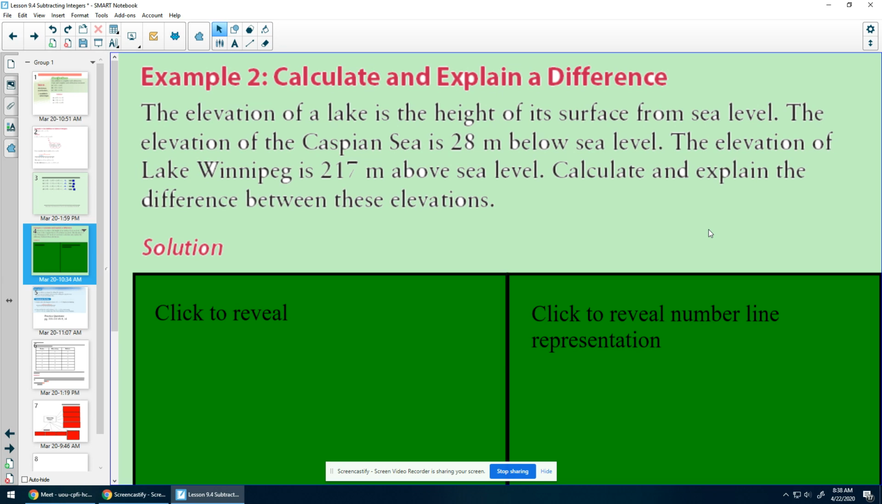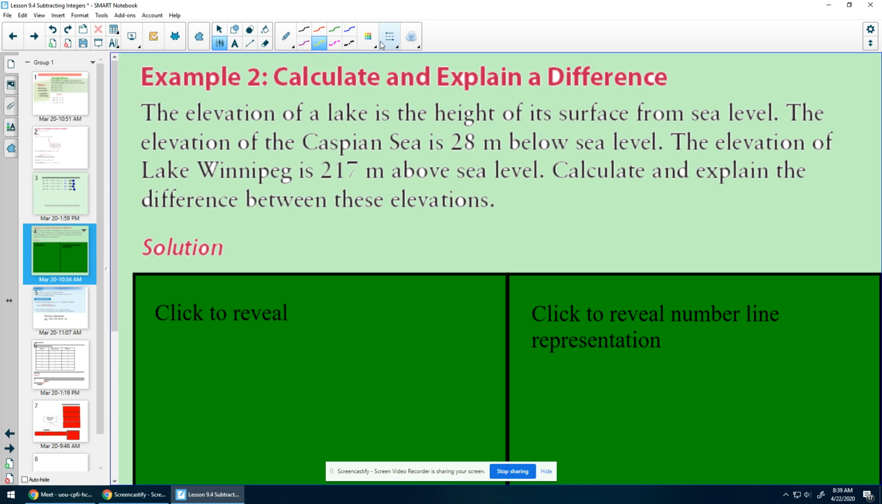Calculate and explain a difference. The elevation of a lake is the height of its surface from sea level. The elevation of the Caspian Sea is 28 meters below sea level. The elevation of Lake Winnipeg is 217 meters above sea level. Calculate and explain the difference between these elevations.